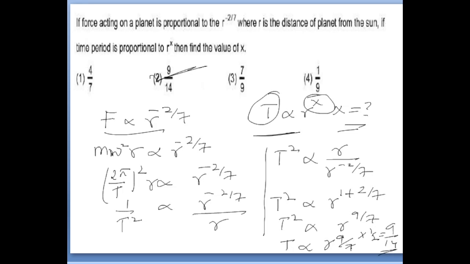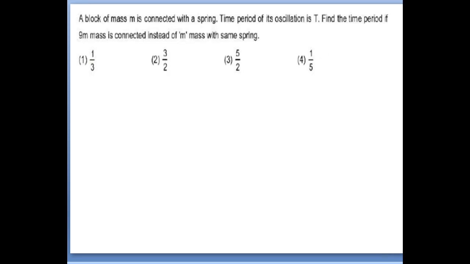Okay. So next question, if you see here, again this is an easy question. A block of mass m is connected to a spring. The time period of its oscillation is given as T. Find the time period if 9m mass is connected instead of m mass with the same spring.